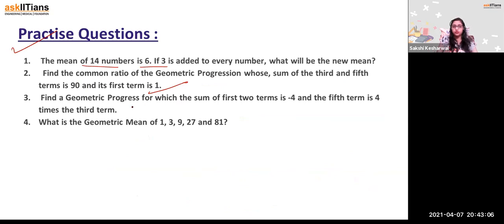Find a geometric progression for which the sum of the first two terms is equal to -4 and the fifth term is equal to 4 times the third term. So you can just do this question.